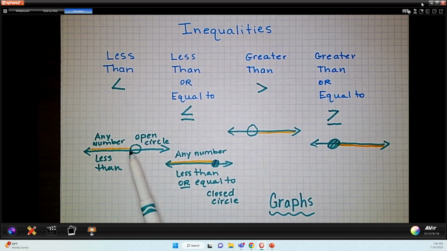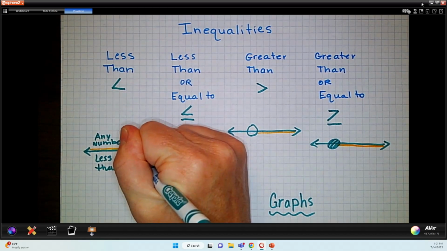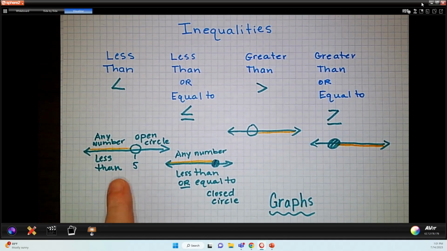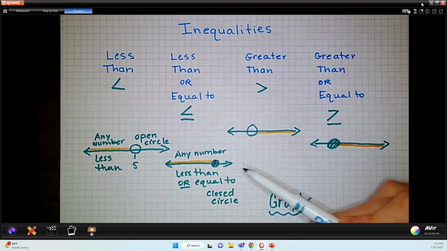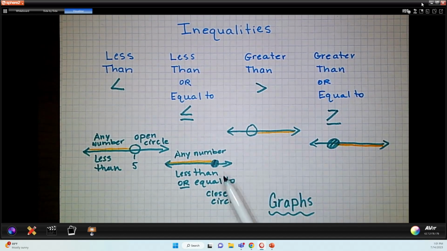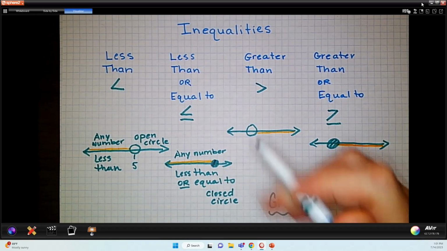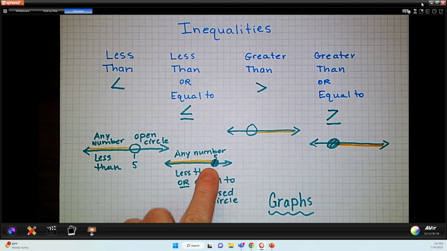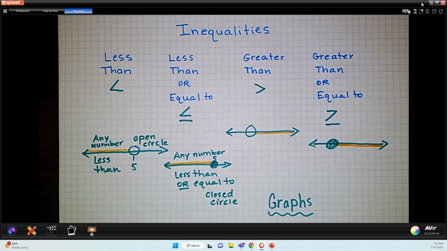If we have a number line and we're shading anything less than the target number, that means anything less than that number could be a solution, and we have an open circle, meaning that number would not be included. So let's just say this is the number 5. Then the solution would be any number less than 5, but not 5. Less than or equal to, we would use a closed circle, which would mean that it would include 5. So again, if I make this 5, then anything less than 5 and 5, including 5, could be the solution.